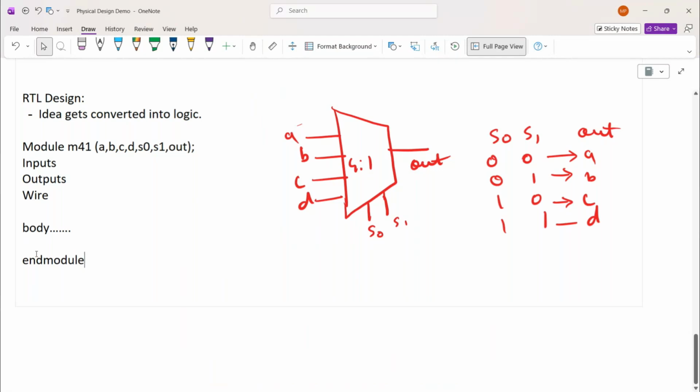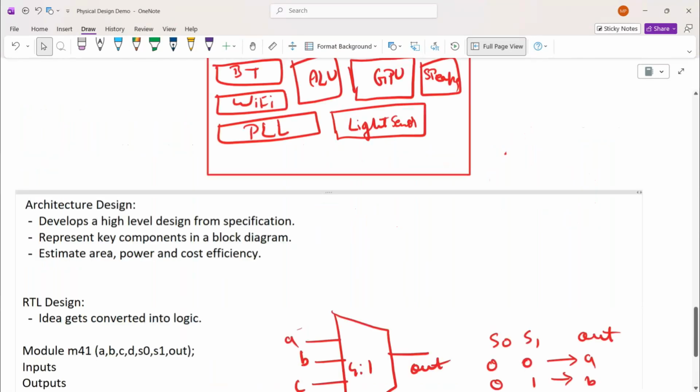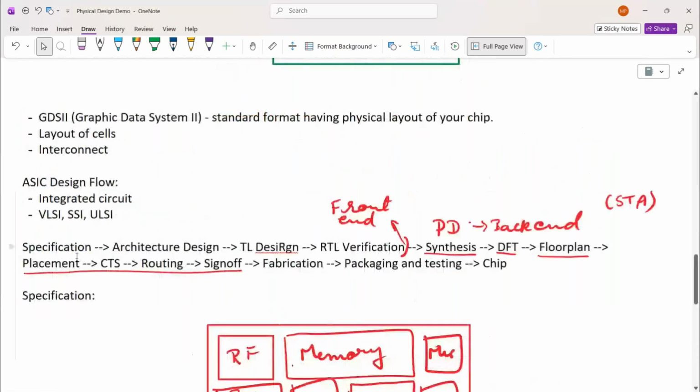Correct. So whatever the idea was, the flowchart, now it gets converted into RTL design by the RTL people. So here the actual idea gets converted into logic. Got it? Fine. Now this is done. The architect has created the flowchart. That flowchart has now been converted into logic. Right now we have the .v files, the RTL files.